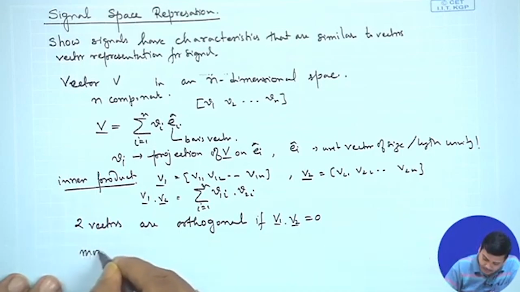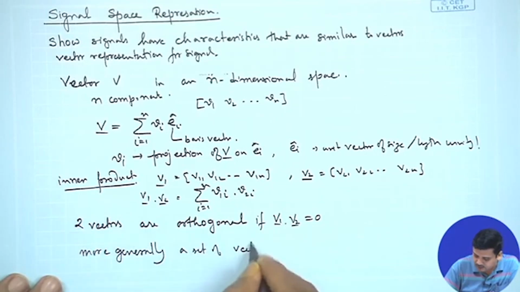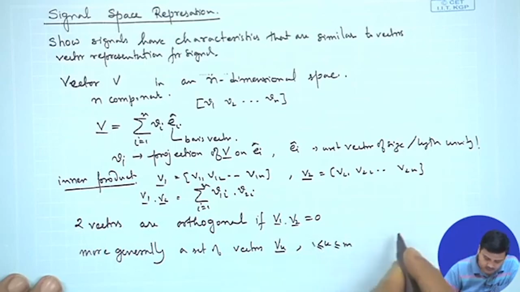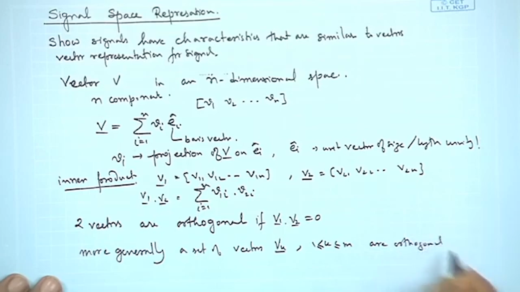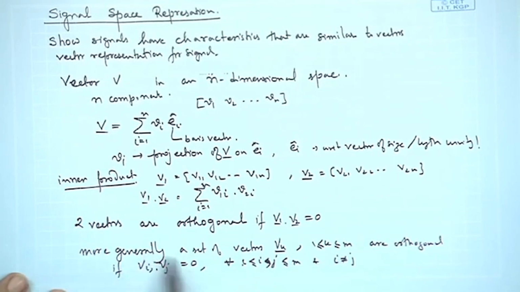So you can also say that more generally a set of vectors vk with k ranging from 1 to m are orthogonal if vi dot vj is equal to 0 for all i, j in this range 1 to m and i not equal to j. So that means if vi dot vj is equal to 0 where i is not equal to j, they are orthogonal. This is well known for vectors, and we are going to use this for signals as well very soon.